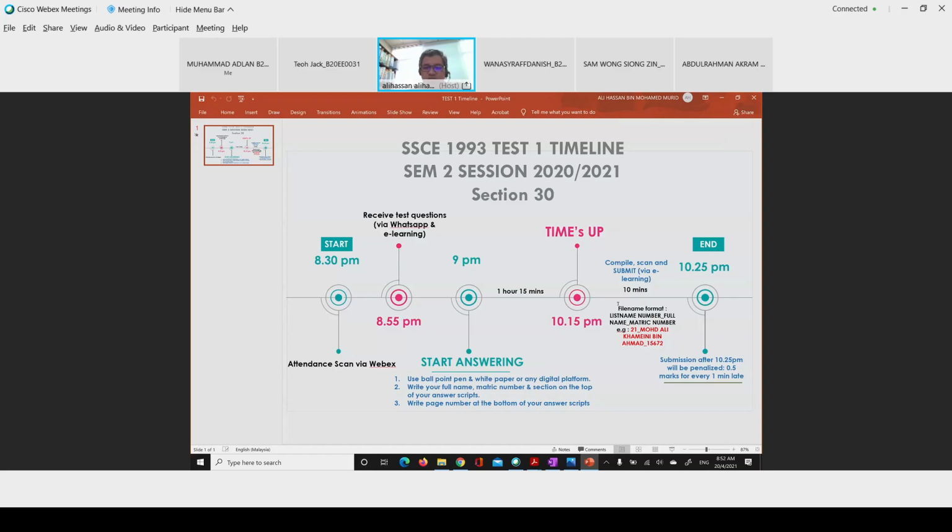Then when you submit, give your file a name. So this is an example here. 21, then your name, full name, matric number. I think 21 here refers to section. You should use 30, right? Section 30 then. Then your name and then your matric number here. Any question? I will give this to you later on.